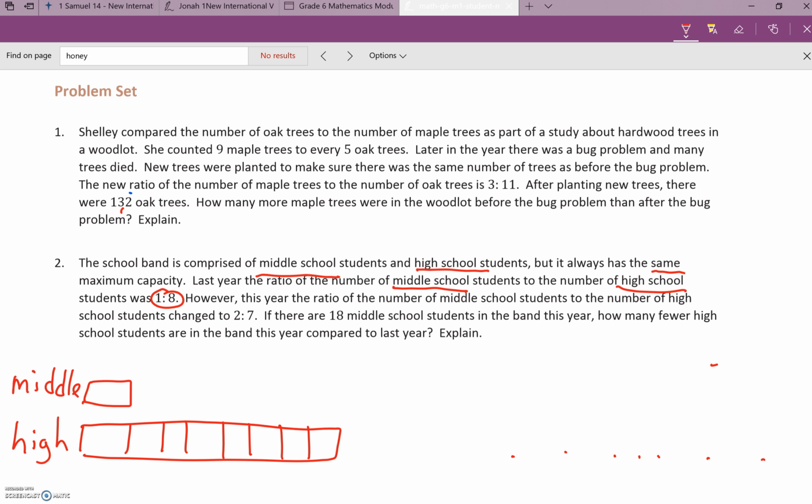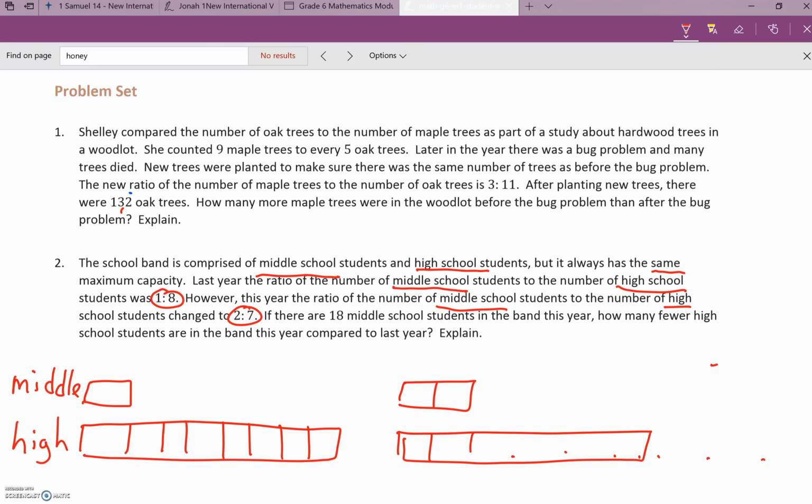However, this year the ratio, the number of middle school students to high school students changed to 2 to 7. So I have a new ratio of 2 to 7. And again, this is my middle and this is my high. So this was this year. And if I am unsure, it tells me right here, this year. And last year was my other. So those are my two big headers.